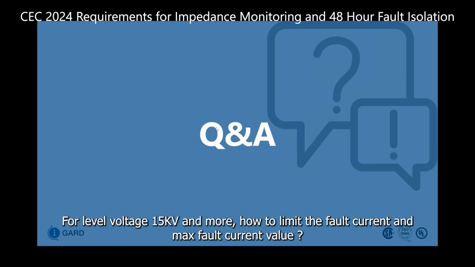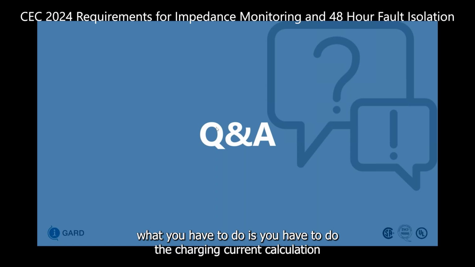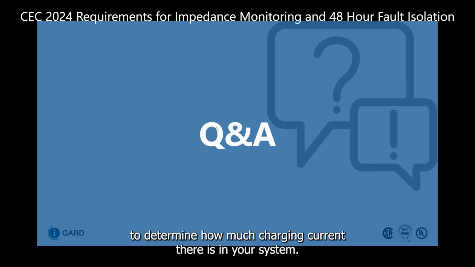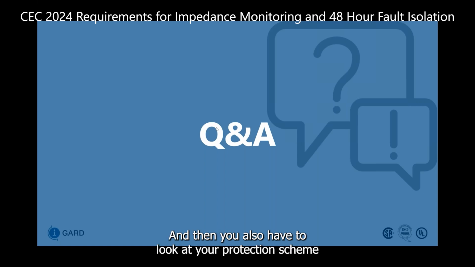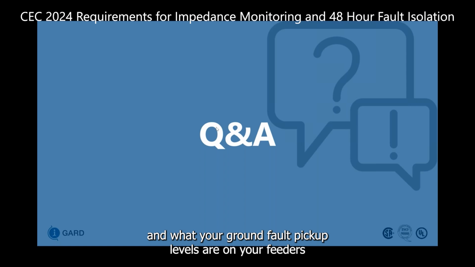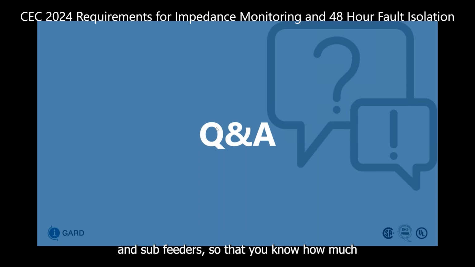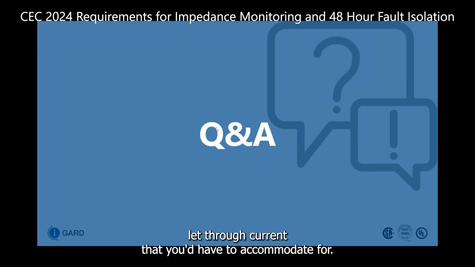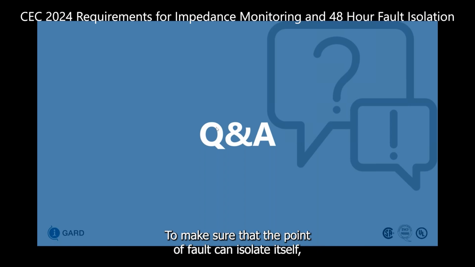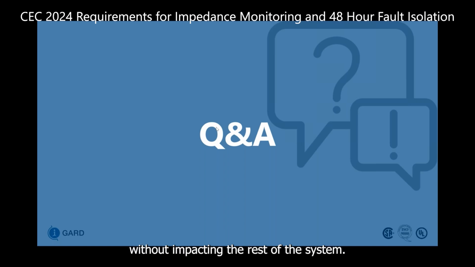For line voltage 15 kV or more, how to limit the fault current and max fault current value? What you have to do is the charging current calculation to determine how much charging current there is in your system. And then you also have to look at your protection scheme and what your ground fault pickup levels are on your feeders and sub feeders so that you know how much let through current you'd have to accommodate to make sure that the point of fault can isolate itself without impacting the rest of the system.